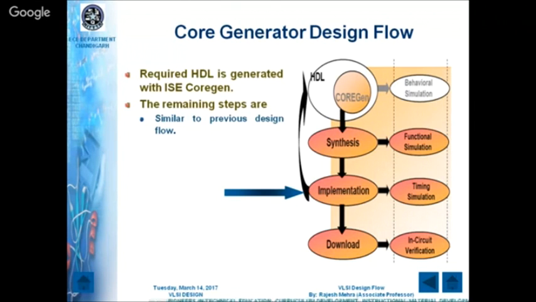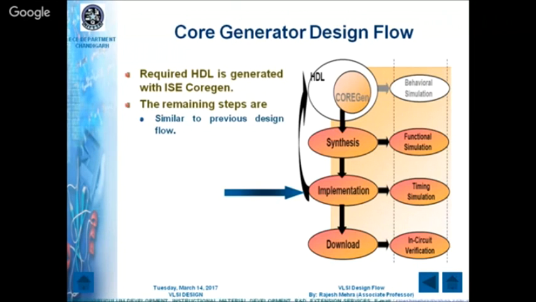If you want to design a filter, there is an IP core for an FIR filter. You can give different specifications based on your requirement, and generate VHDL or Verilog code from CoreGen. So the first part is now done automatically. You don't have to write the code. It will be generated with the help of CoreGen, and the rest of the flow will remain the same.